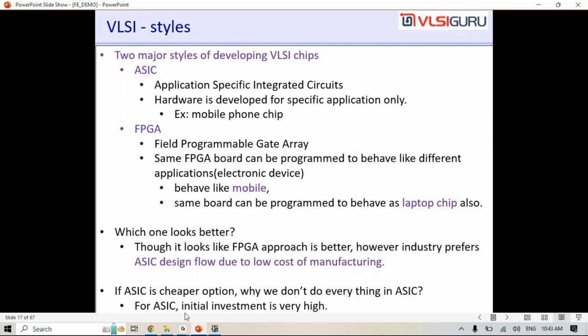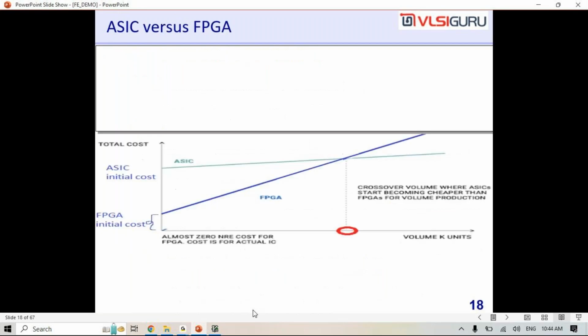So the problem with ASIC is that the initial investment is large. Setting up the whole process, how you are going to do the entire thing, is costly. Let's understand ASIC versus FPGA. Cost of ASIC design.